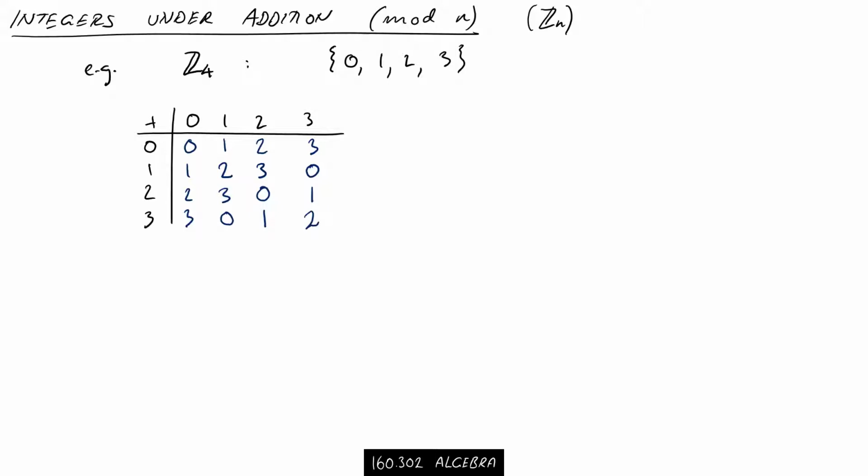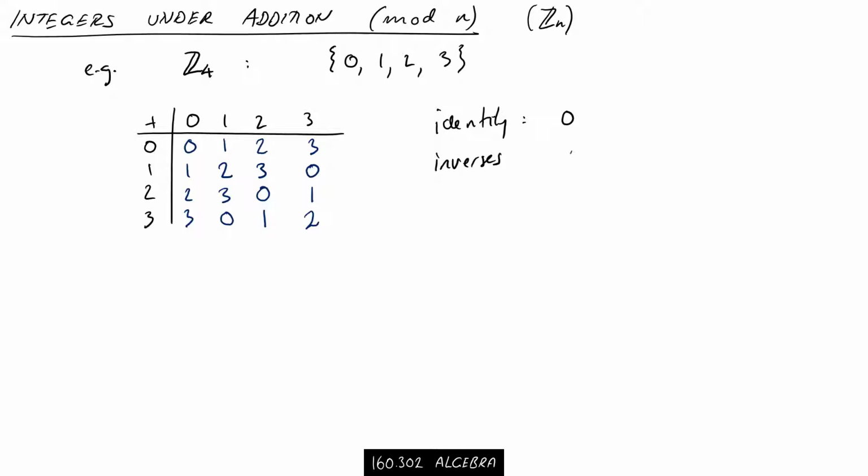Okay, so let's think about what the identity is. Well, when we're adding numbers, the identity is 0. Okay, if I add 0 to any number, I get the same number back. Therefore, 0 is my identity. Okay, inverses.